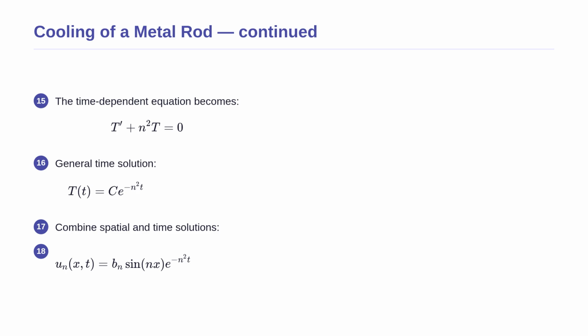Now we return to the time-dependent part of our equation, replacing k with the integer n we just found. This is a simple first-order differential equation. Its solution is an exponential decay function, which perfectly models how heat dissipates into the cold boundaries over time. We then multiply our spatial and time solutions back together, merging the constants into a single constant called b sub n. This gives us the fundamental building blocks for our temperature profile.